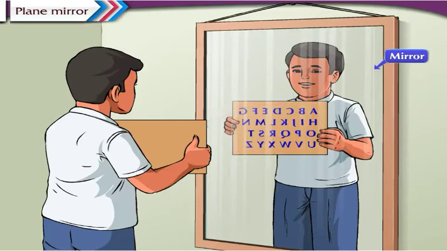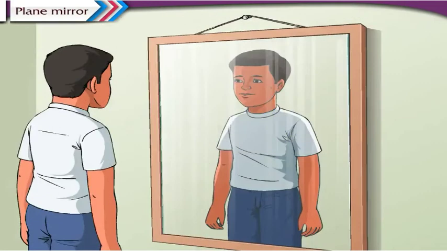Out of all these letters, A, H, I, M, O, T, U, V, W, X, and Y are the letters of the English alphabet that form images that look the same as the original letters. Isn't it interesting? Come, let us now quickly note down the characteristics of the images obtained in a plane mirror.